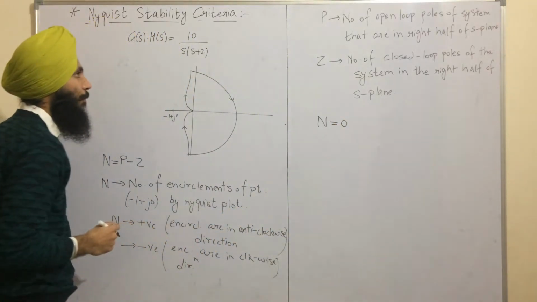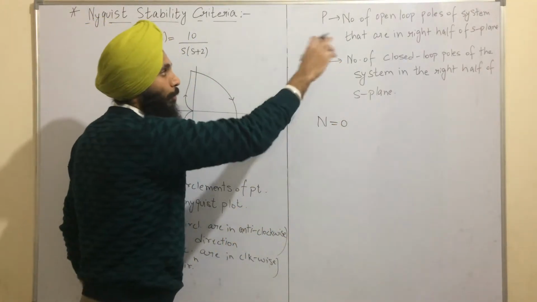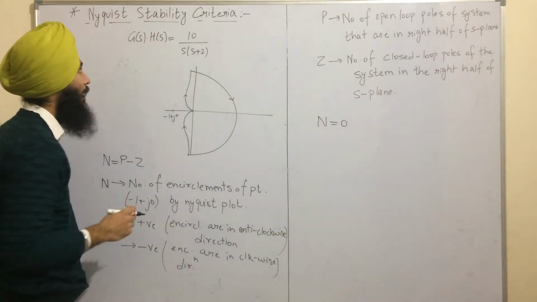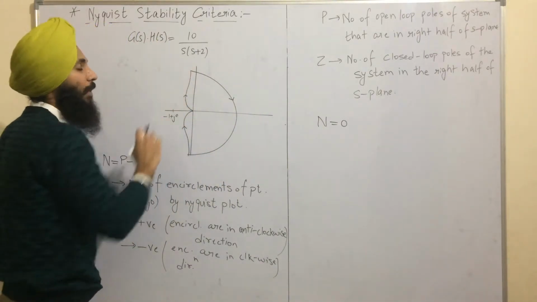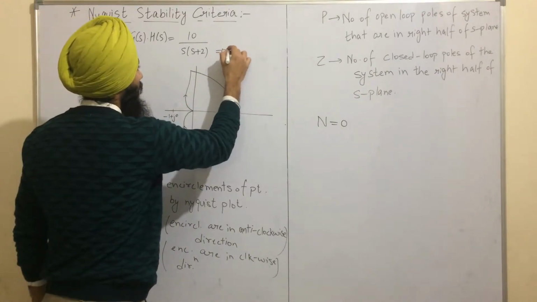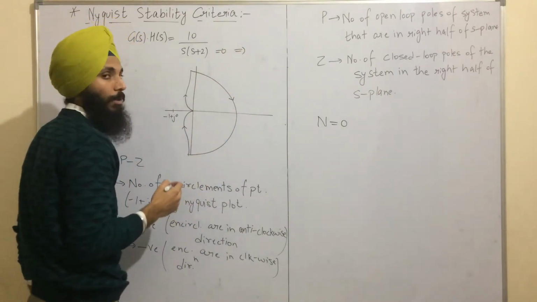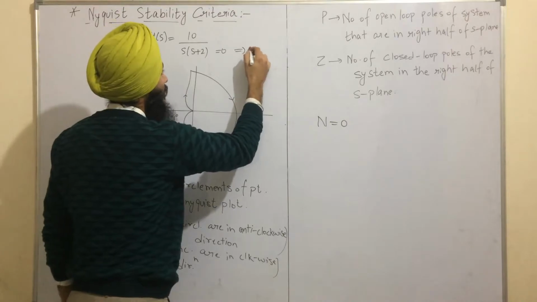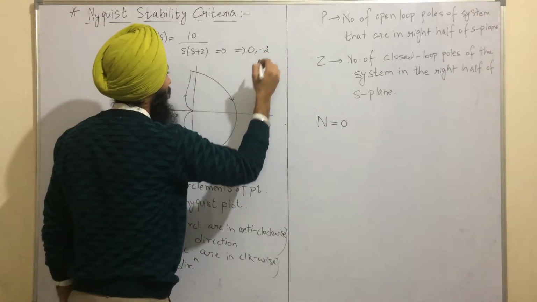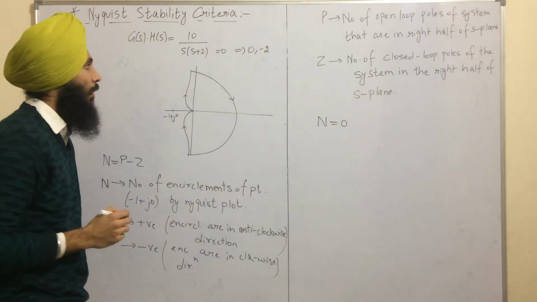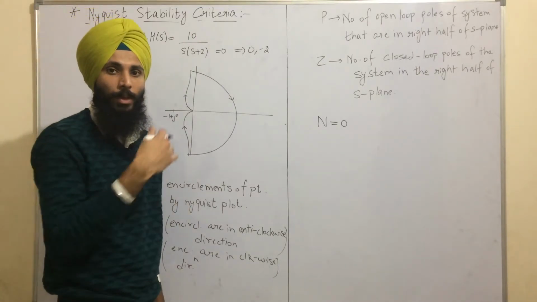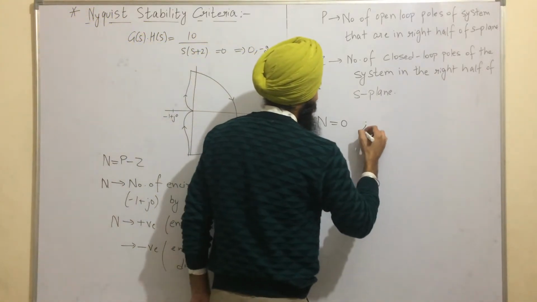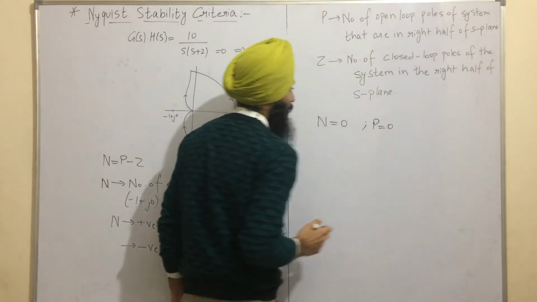To find the number of poles, that is P, open loop poles in the right half of S plane, we will be equating this denominator equal to 0. From here we will know the location of the open loop poles. The first one is on origin and the other one is on -2. So that means there is no open loop pole in the right half. That means the value of P is also equal to 0.